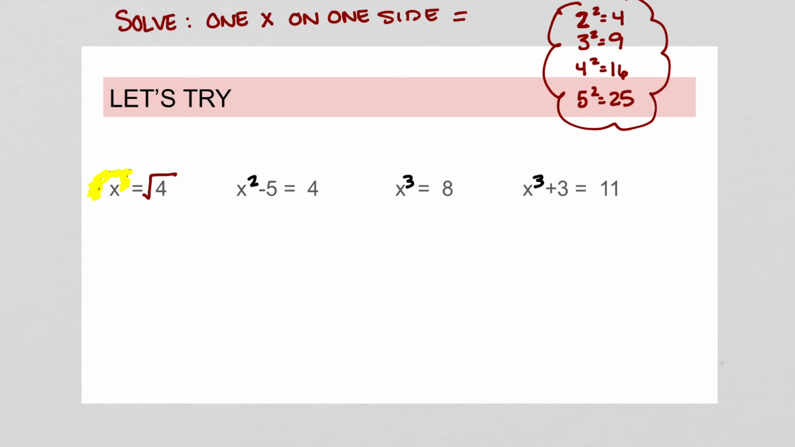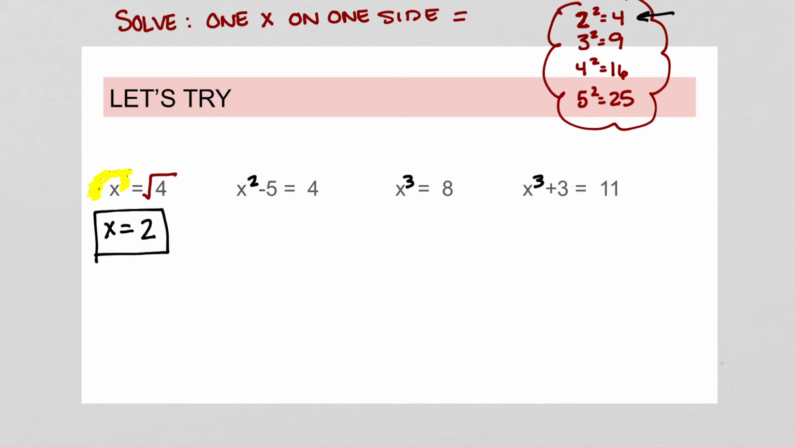Which leaves us with, on the left side, the only thing left is x. On the right side, the square root of 4. What times itself gives us 4? Well, that's 2 times 2, right? We saw it right over here. 2 times 2 is 4. So that shows us that the square root of 4 is 2.